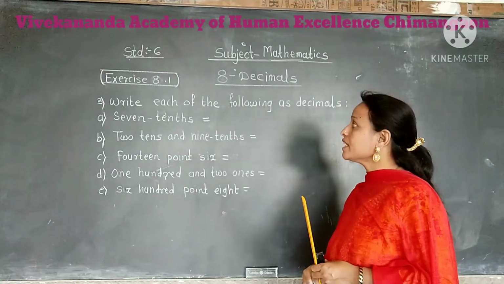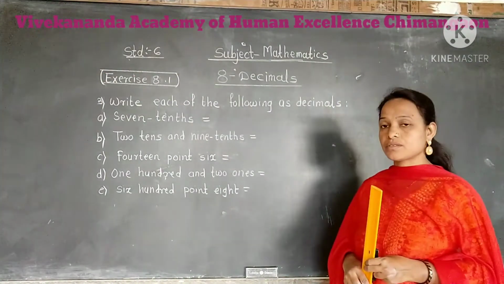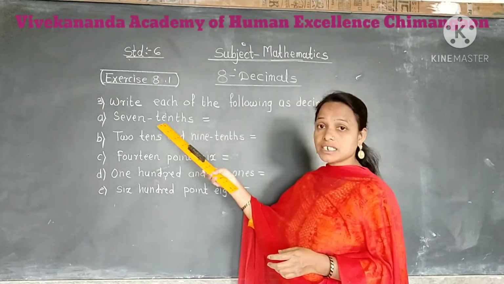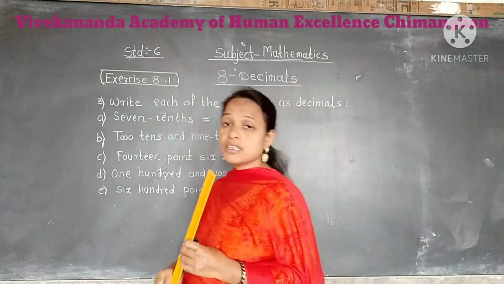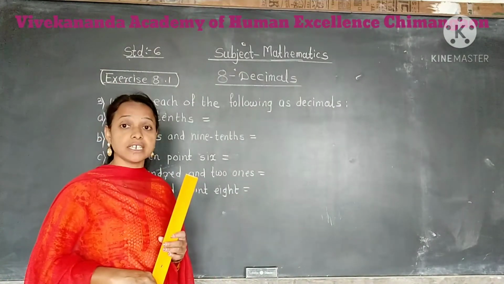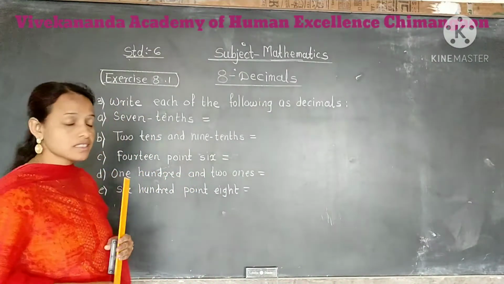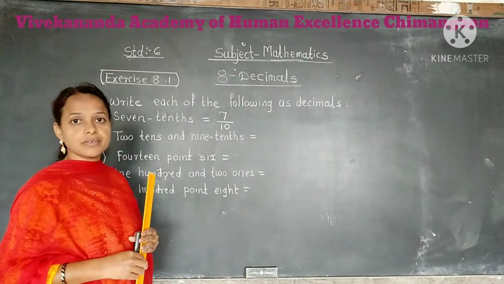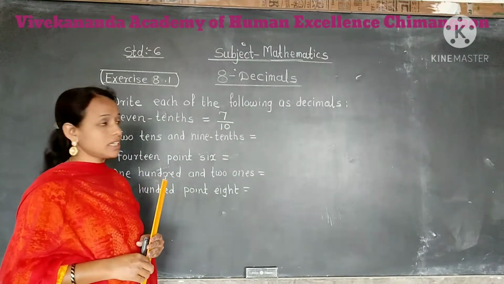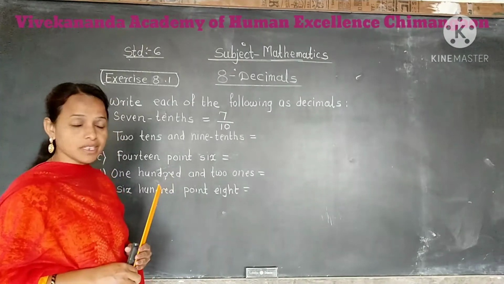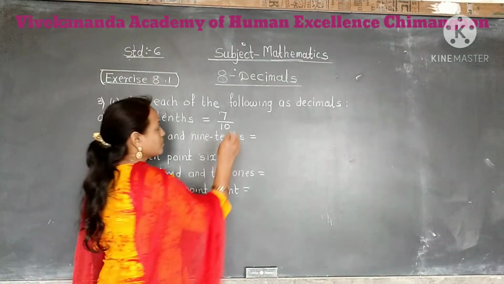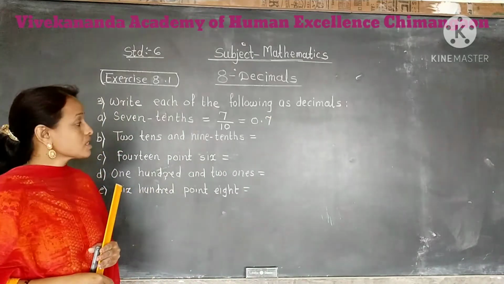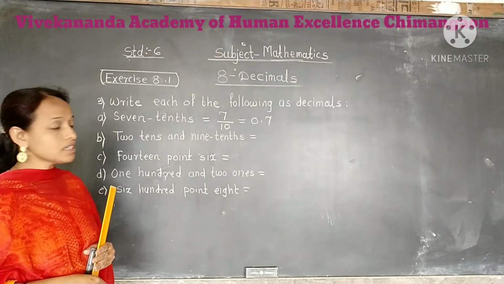Next, question number 3. Write each of the following as decimals. So, let's solve the first example. Here 7/10. The given number is in fraction form, 7/10. But we have to write it in decimal. So 7/10 in decimal, we write as 0.7.